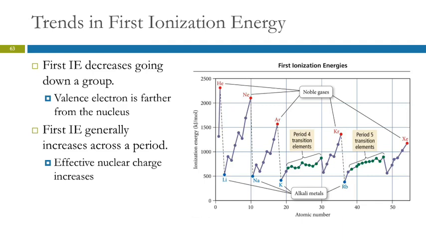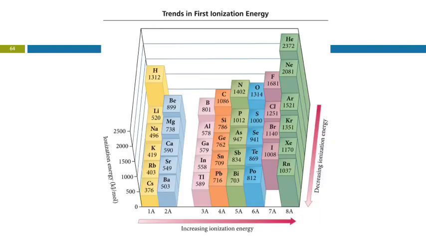So the ionization energy is larger for smaller atoms. So these trends are exactly opposite of each other. Here's a cool graph showing different ionization energies, leaving out the transition metals because they're kind of weird. So we see going down a column, it's always decreasing. Going across, it's generally increasing, but there are some exceptions.